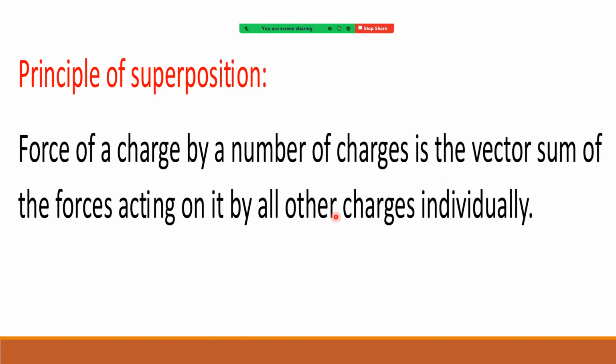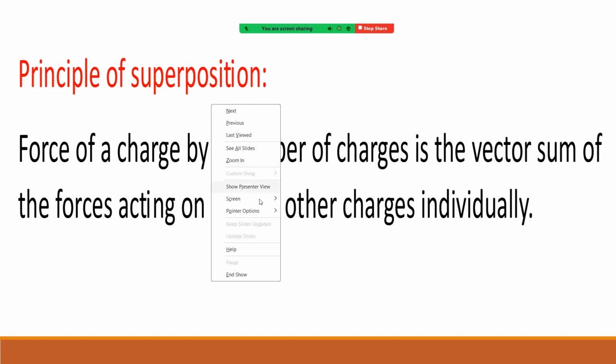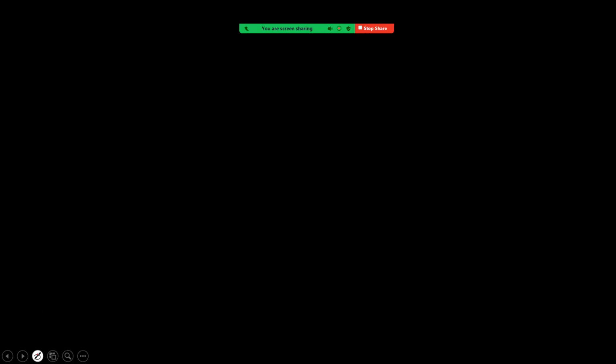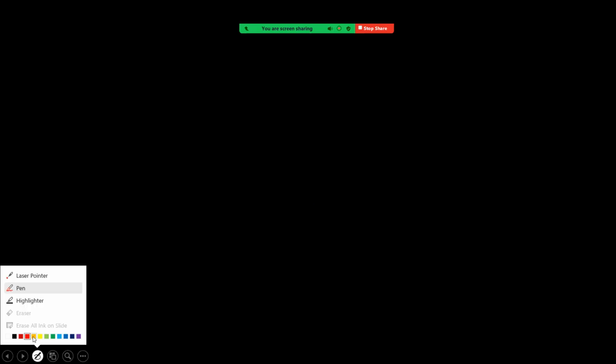It is the principle of superposition. So what it means: suppose there are a number of charges. Let us consider Q1, Q2, Q3, Q4, like this, having many charges.